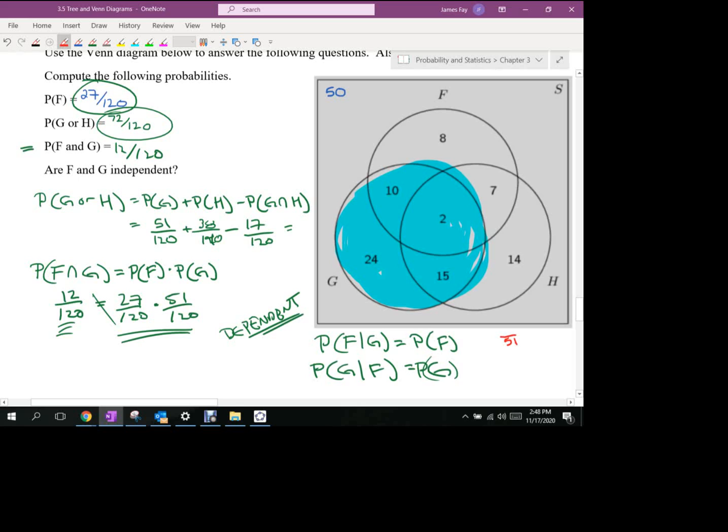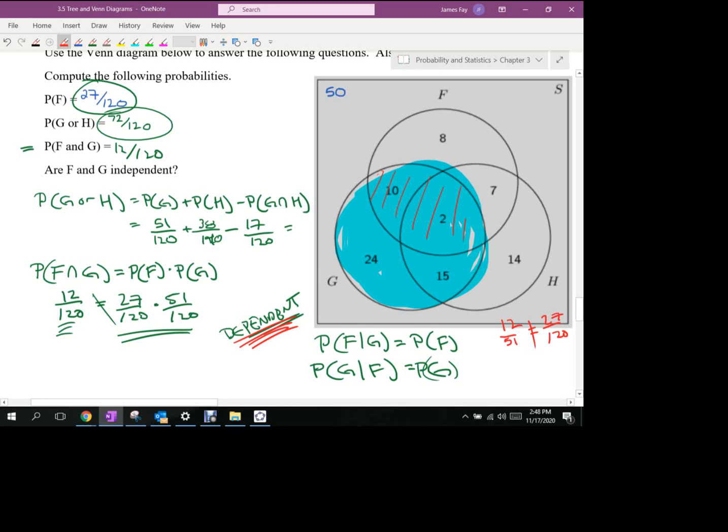And if it's in F, knowing that I'm looking at G, the only ones that are in F are those 12, right? Does that equal the same thing as the probability of F? Well, the probability of F, we said, was 27 out of 120. If those were equal, these events would be independent. But because they're unequal, those are different, the events are dependent. Does that kind of make sense? Okay, so that's how you can decide.